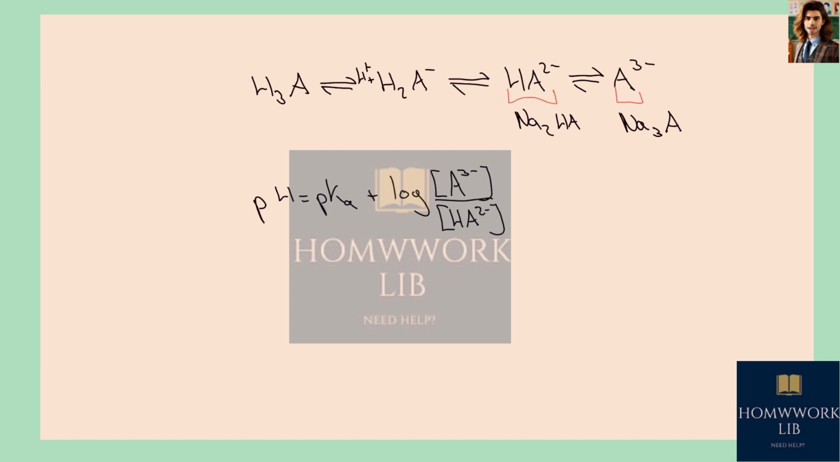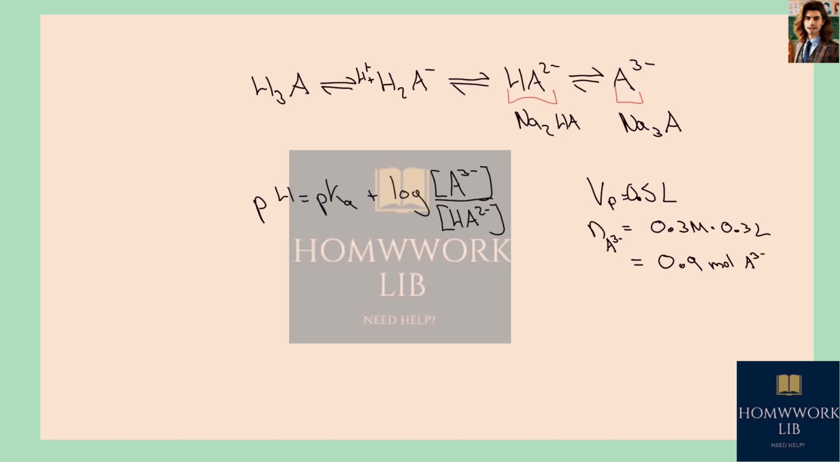Okay. So now the other thing that we need to consider is that the final volume is going to be 500 milliliters or 0.5 liters. Okay. So now the amount of mole of A3 minus, this is going to be, we have 300 milliliters times the concentration. So 0.3 molar times the volume, that is 0.3 liters. The amount of mole that we're going to have here is equal to 0.9 mole of A3 minus.